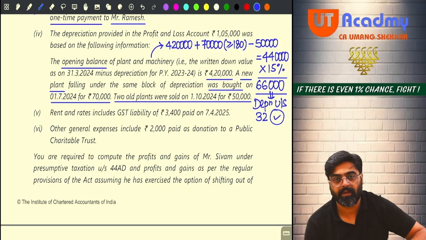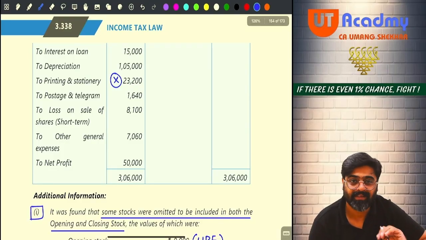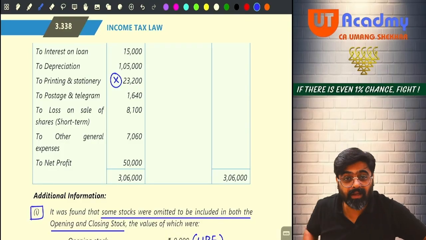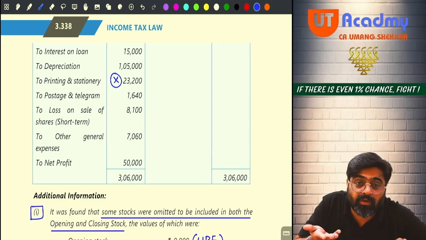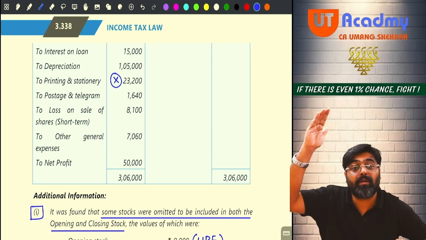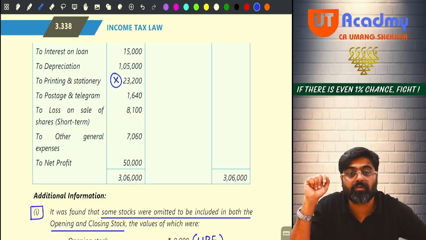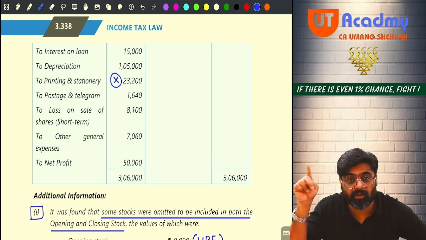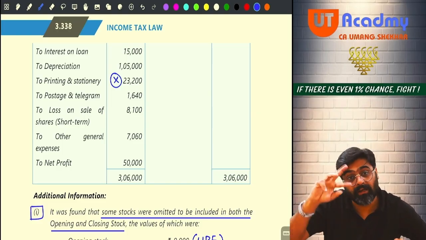Now go and check the P&L. How much depreciation is debited? 1,05,000. Meaning you are eligible to get the deduction for depreciation of 66,000 only. And you have claimed a depreciation of 1,05,000. That depreciation you must have calculated as per books. Method will be different, rate will be different in your books of accounts. By applying a different rate and method, this depreciation was calculated in the books and debited.